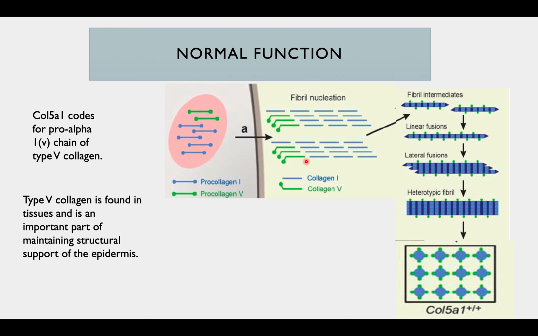This picture shows the normal situation in which collagen 5 alpha-1 in the form of pro-alpha-1 creates these areas of fibrils that are actually relatively consistent in their diameters. So this happens by collagen 5 and collagen 1 copolymerizing into heterotypic fibrils through a regulated fibril assembly process. Primary fibrils nucleated in the presence of collagen 5 form short fibril intermediates that are then grown by linear and lateral fusions to create a heterotypic fibril, which then leads to a population of fibrils with relatively consistent diameters, as you can see here.